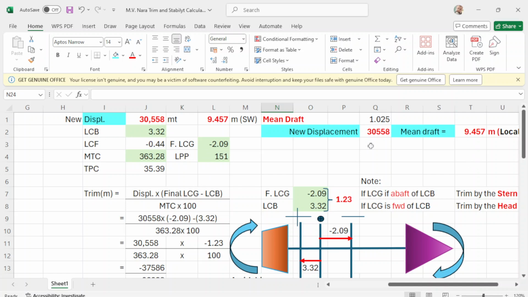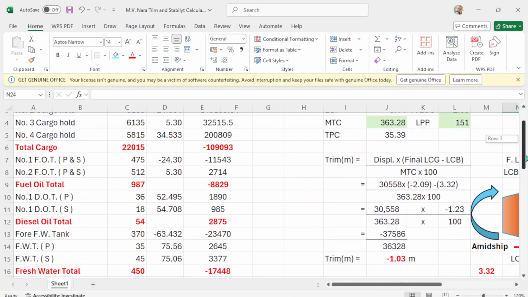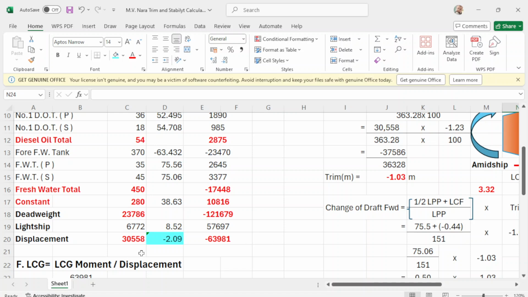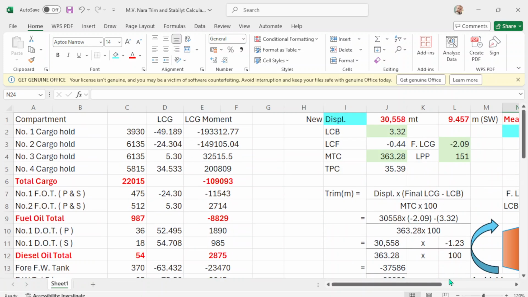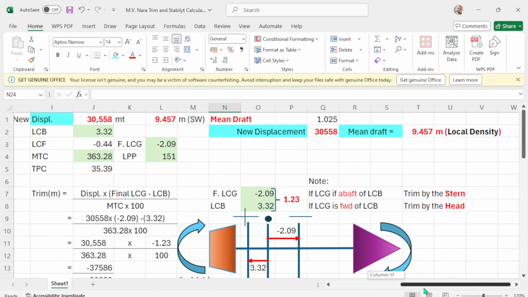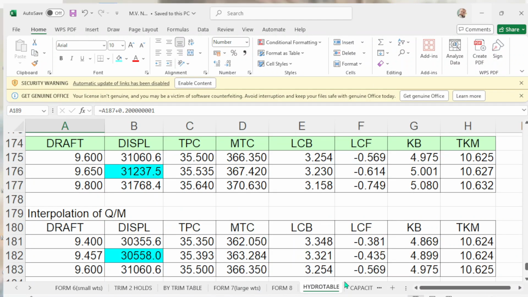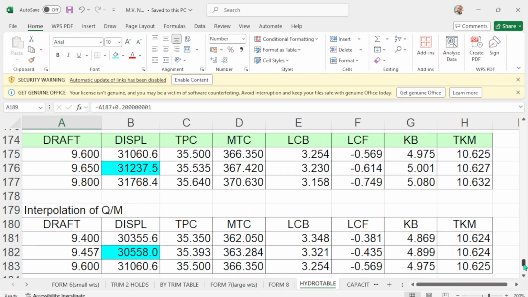Now the displacement of 30558, what is the corresponding draft? Since this is the final displacement of 30558, what will be his draft? So we will check the hydrostatic table. Okay, then I go to the hydrostatic table, which is this one.